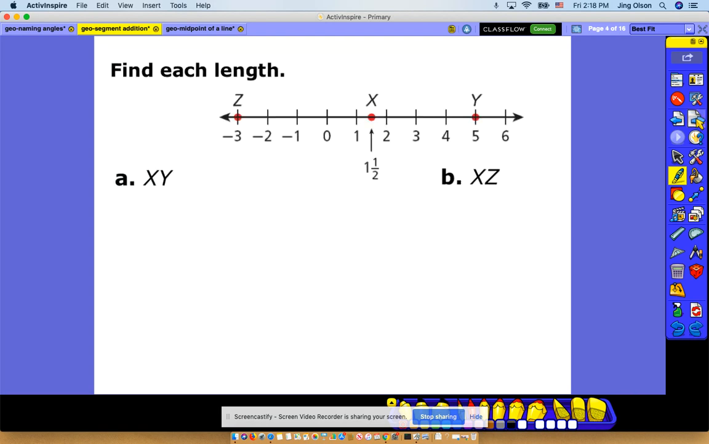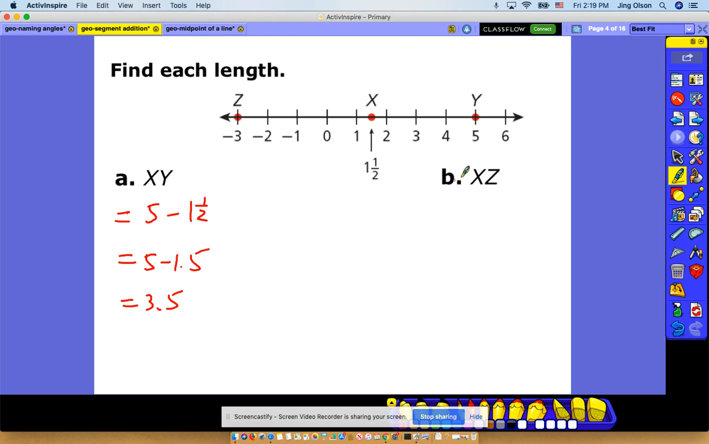In this picture here, we're finding XY. X is on 1 and 1/2, okay, 1.5. Y is on 5. If you count, it will be half, right? So 1.5, 2.5, 3.5. If you're going to use subtraction, that will be 5 minus 1.5. That gives us 3.5. So this is 3.5.